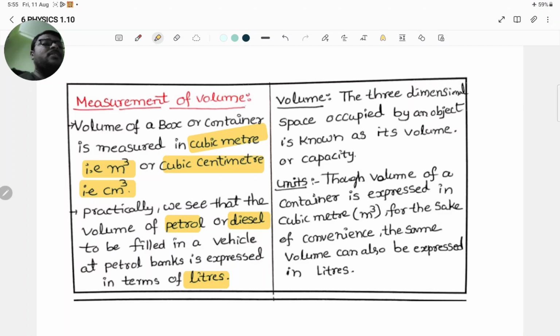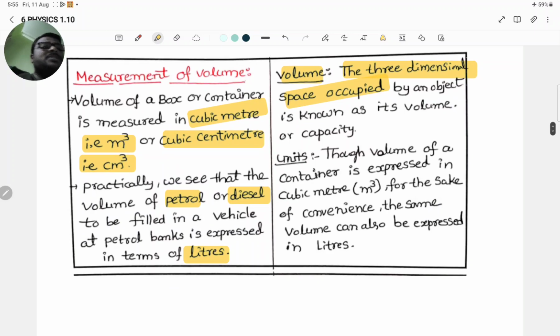See here, now the definition of volume. Volume is nothing but what? The three-dimensional space occupied by an object. Volume is nothing but that three-dimensional space. See here, the three-dimensional space.